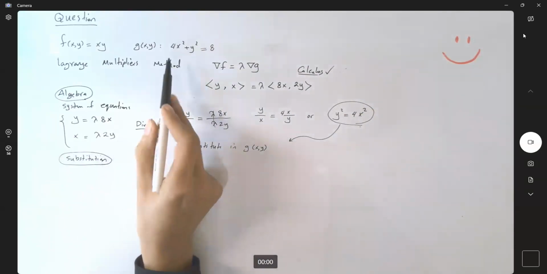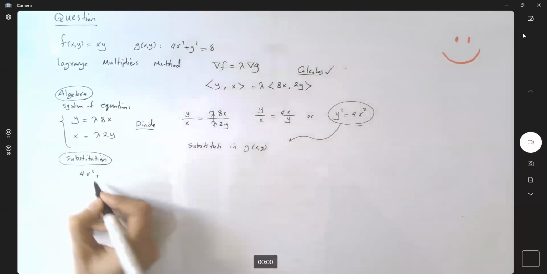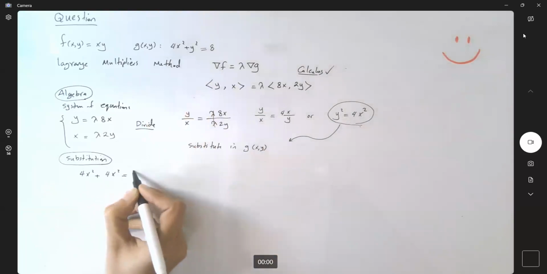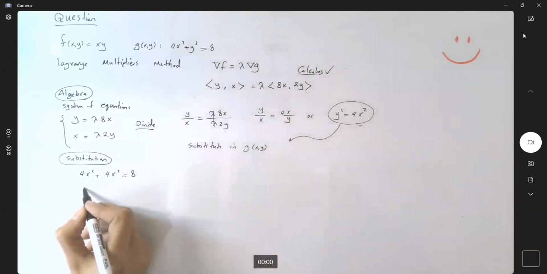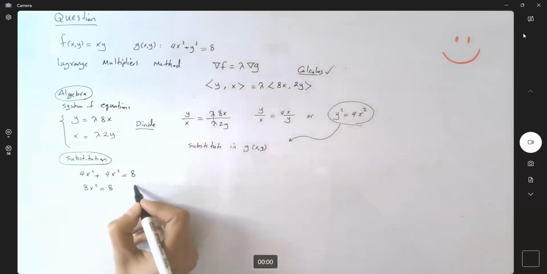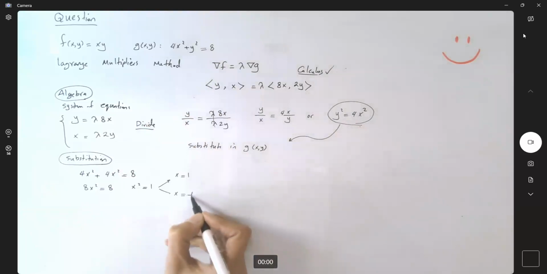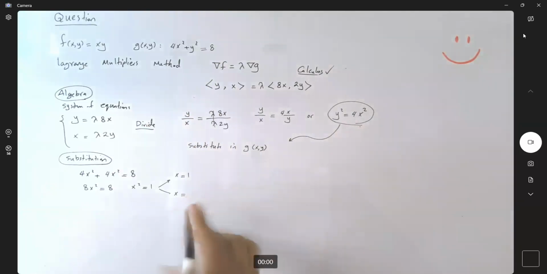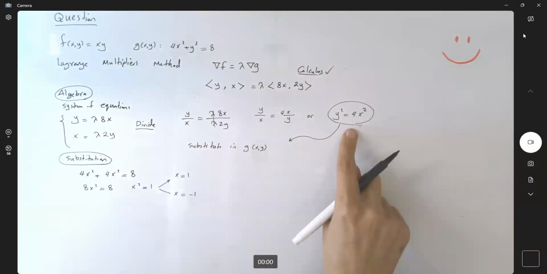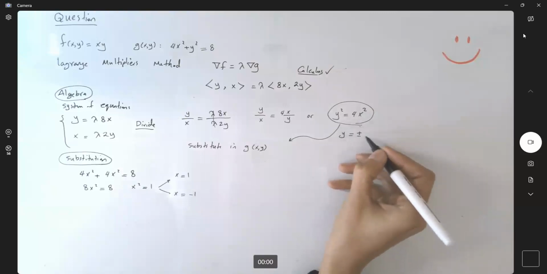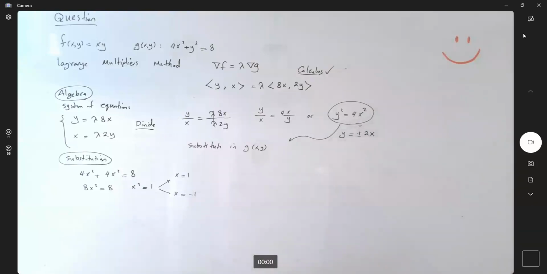We get 4x squared plus y squared, which is just 4x squared again. And on the right hand side, I have my 8. So I get 8x squared equals 8, where x squared is 1. You have two possibilities for your x. x is 1, x is negative 1. Very good. Now that I have my x values, I can easily find the y values. All right. This says y is plus or minus 2x.